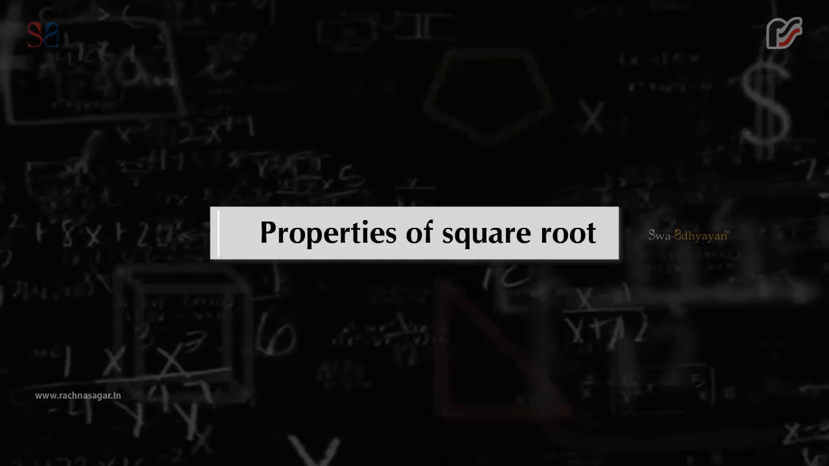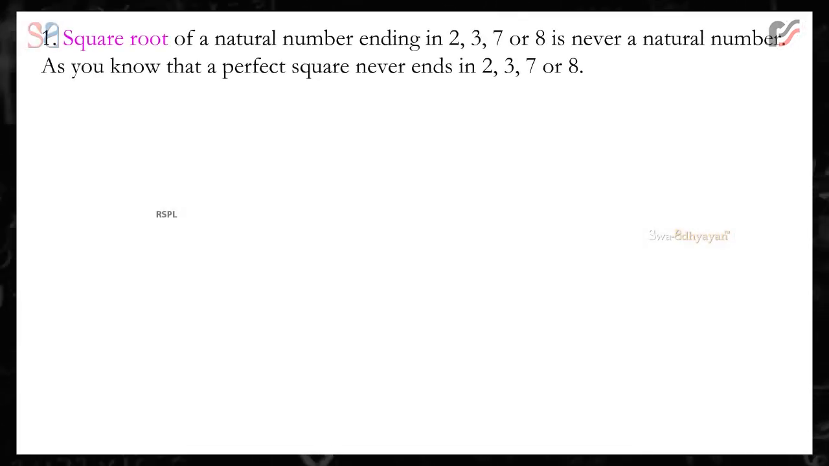Properties of square root. 1. Square root of a natural number ending in 2, 3, 7 or 8 is never a natural number. As you know that a perfect square never ends in 2, 3, 7 or 8.